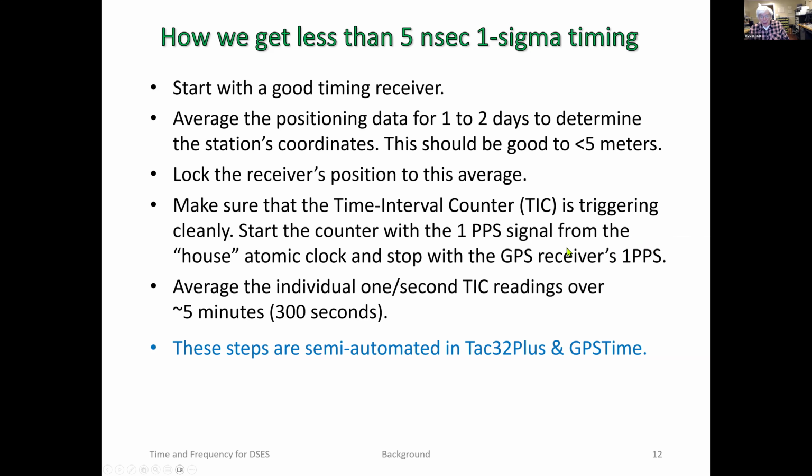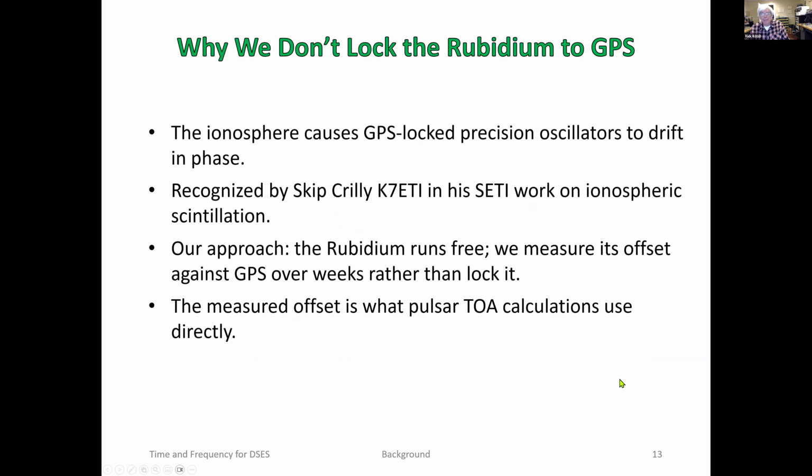And then we have, well, I'm going to show you a block diagram here in a moment, but we also have to be sure that the GPS and the atomic clock are connected to a time interval counter in the correct way and with the correct offsets to make the whole system work properly. And then we take readings from the GPS and the time interval counter over, well, this says 5 minutes. We actually take much longer term readings.